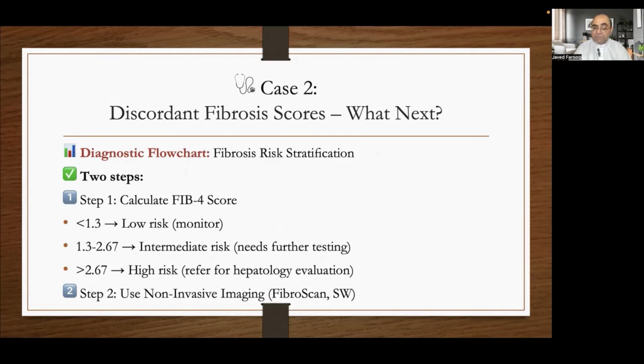So the first step stratifies the patients into three groups: low risk, intermediate risk, and high risk. Low risk are those where the FIB4 value is less than 1.3. High risk are those where the value is more than 2.67, and these patients should be referred for hepatology evaluation. And the intermediate risk is when the FIB4 score is between 1.3 and 2.67.